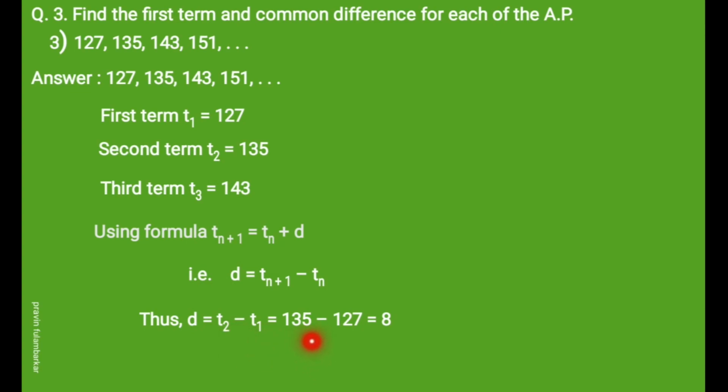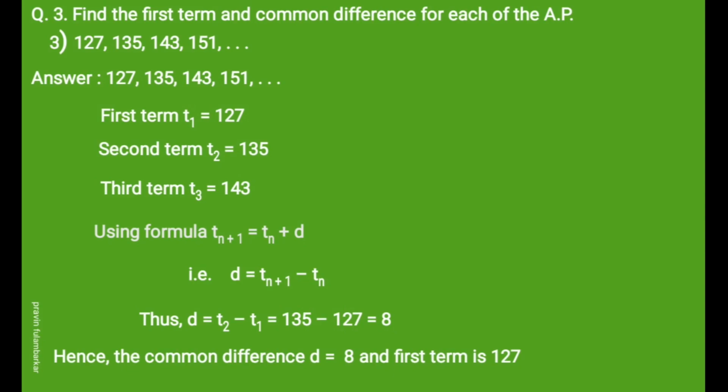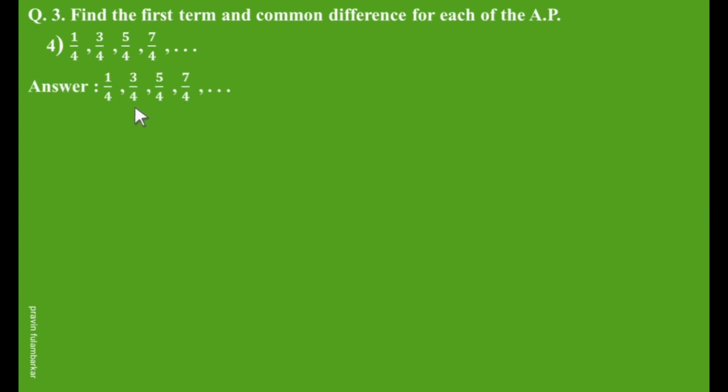Value of t2 is 135. Value of t1 is 127. So we get 135 minus 127, which is 8. That means the first term is 127 and the common difference is 8. Now see sub question 4. Here 1 by 4, 3 by 4, 5 by 4, 7 by 4 are the first, second, third and fourth terms respectively.